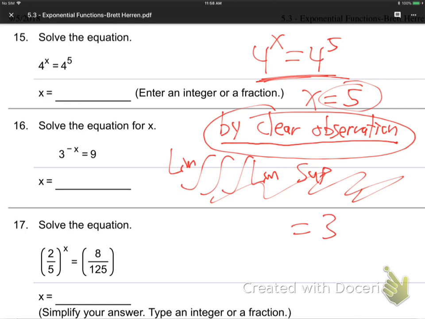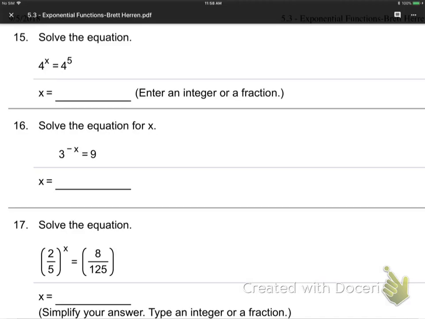That's true. Let's try the next one, number 16. Try that one. Can you solve that one by observation? I'll give you some techniques in a minute, but if you could just look at it, great. Can you tell what X has to be? What do you have to put in right there? -2. Good observation. Do you see that?